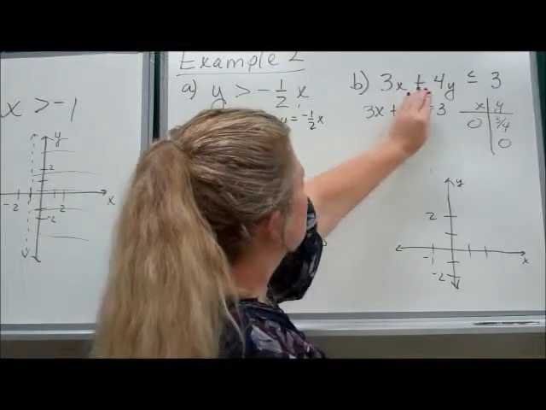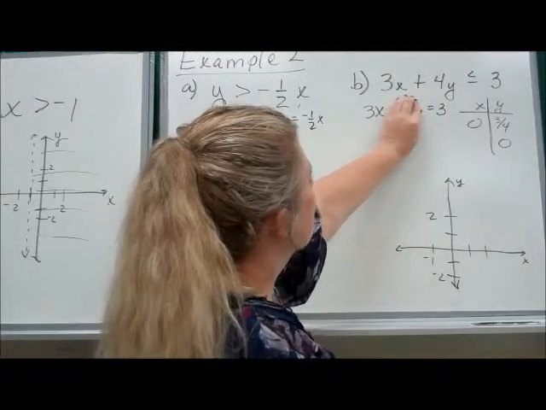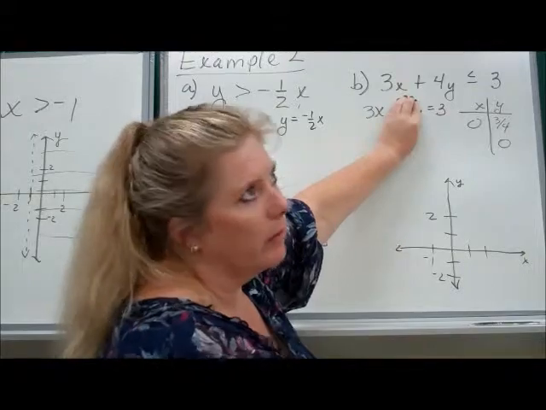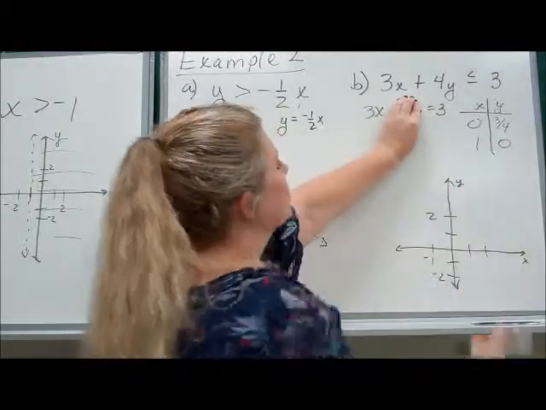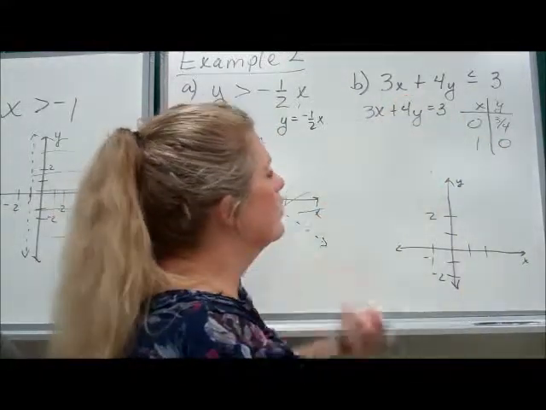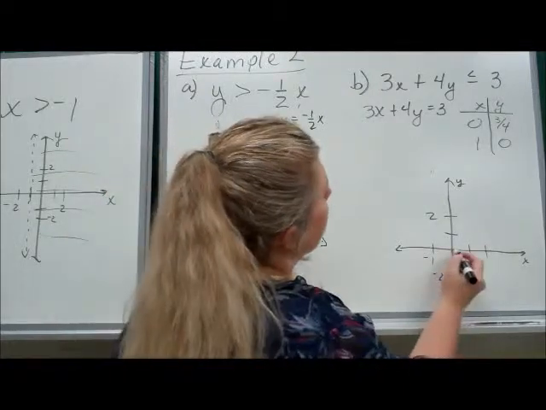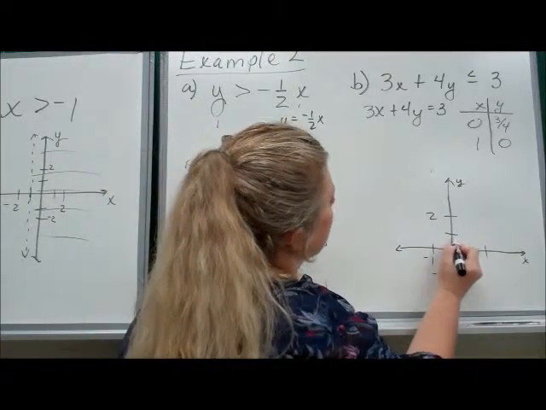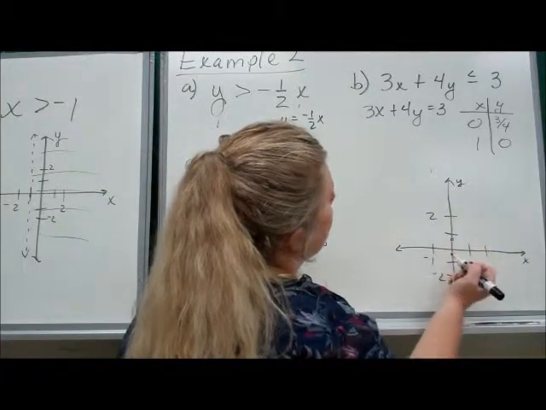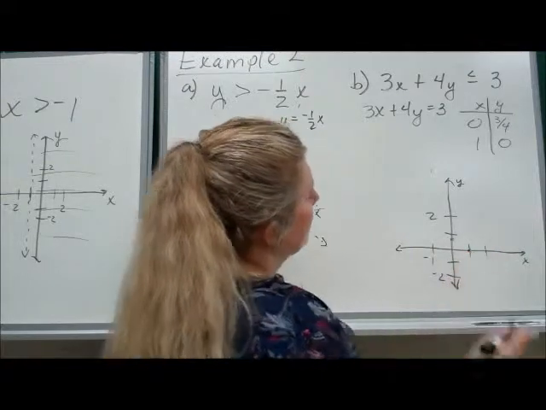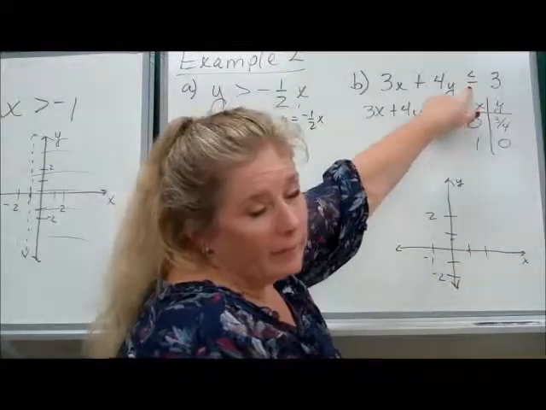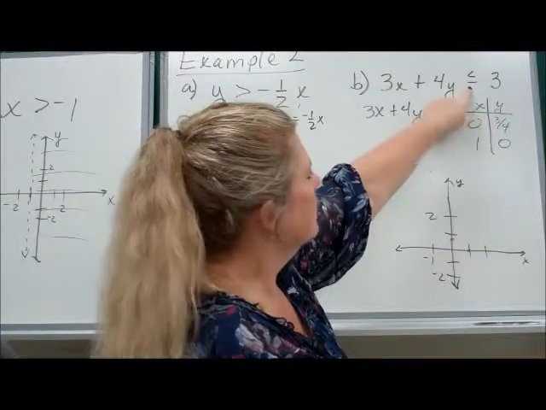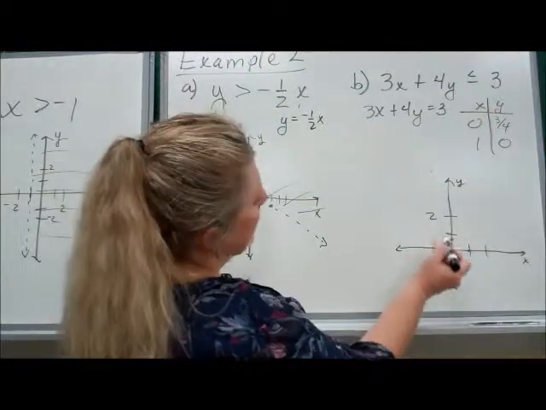If y equals 0, then this one goes away, and I got 3x equals 3. Oh, x equals 1. That's nice. That's convenient. Plot those 2 points. 0, 3/4. That's going to be about here. And 1, 0. Now going back to the inequality, less than or equal to, so solid line.